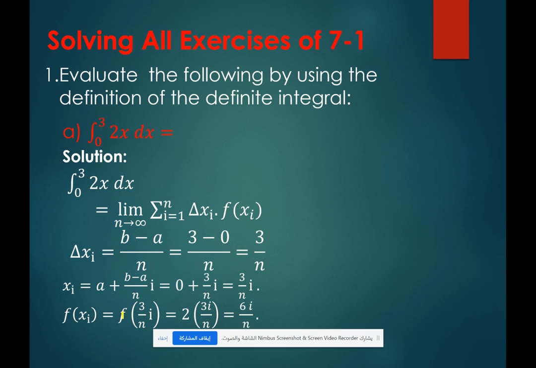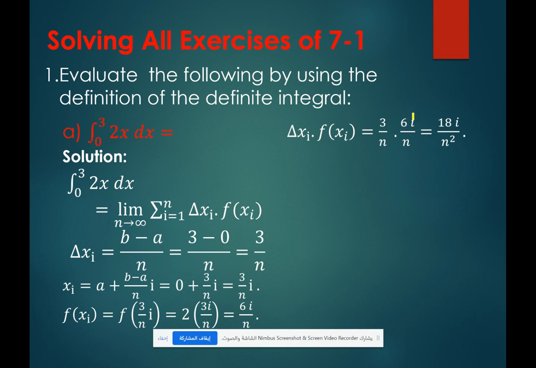f of xi equals f of 3i over n equals, look, we multiply it by 2 to make it 6i over n. Remember, don't multiply the 2 down, only multiply it by the numerator. Now you got the width and you got the length. To get the area, you are going to multiply them together, like that: 3 over n multiplied by 6i over n, which is coming from here.